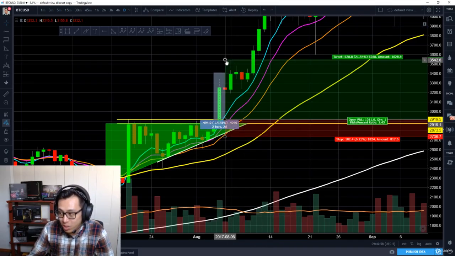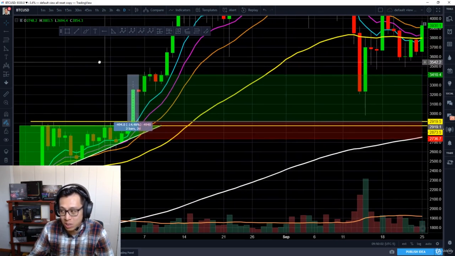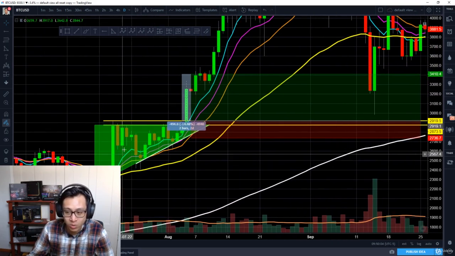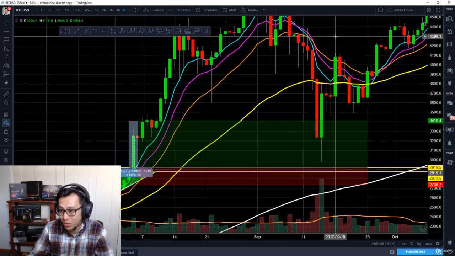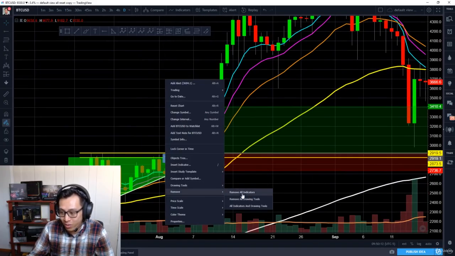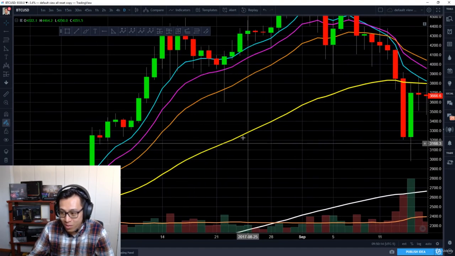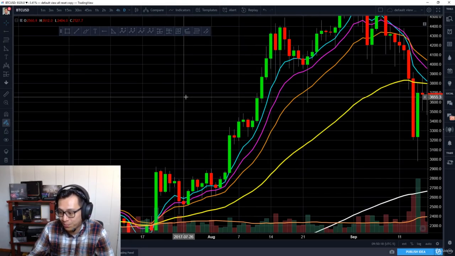Then you target right over here the same distance as the height of the wedge. And that actually hit with flying colors, if you notice. That was kind of cool. Then you take your profit. I'm just going to go to a different time frame here. Actually, the daily was fine.